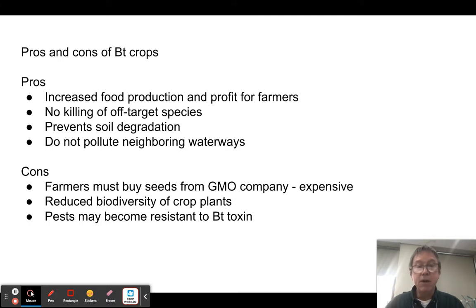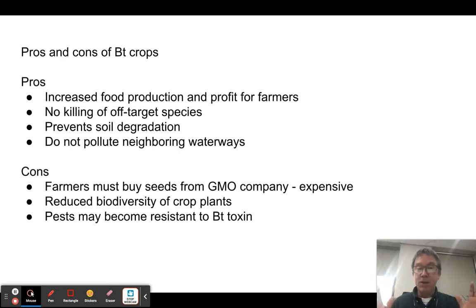You're not killing off-target species anymore, right? So a butterfly or a bee is not going to be killed. Pollinators don't eat crops, so you're not killing them by accident. That's the real off-target species that's most problematic, is pollinators. So it doesn't kill them, right?